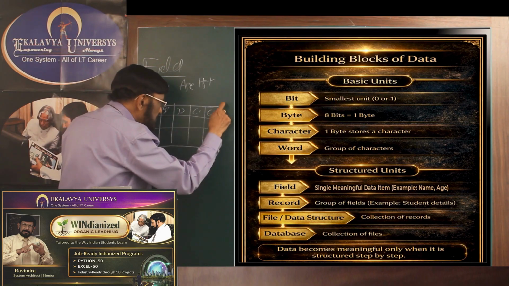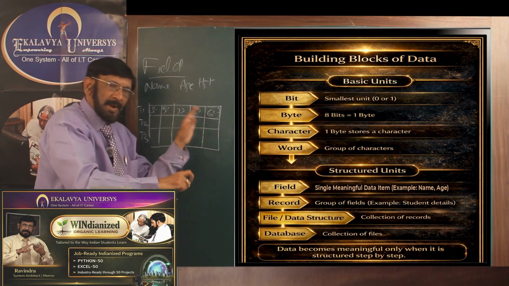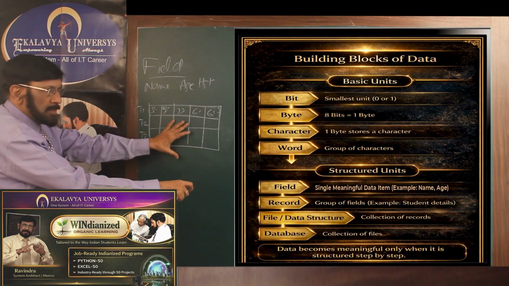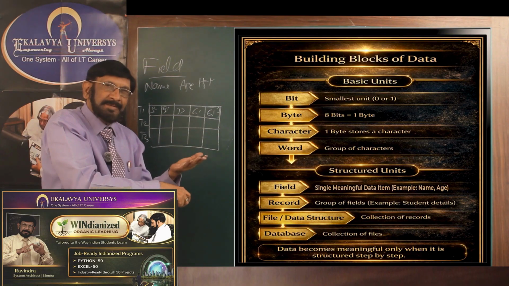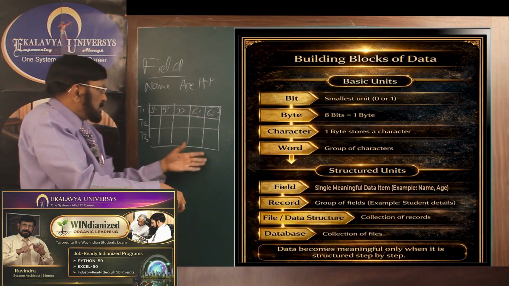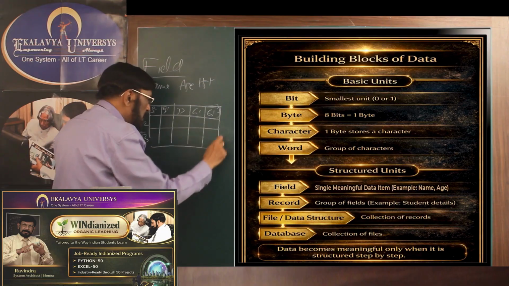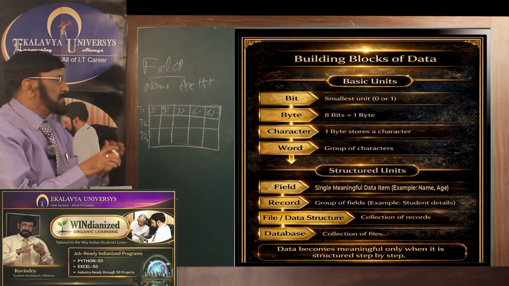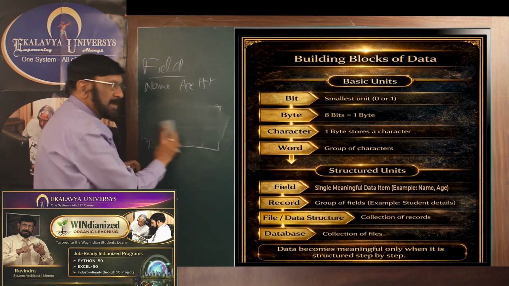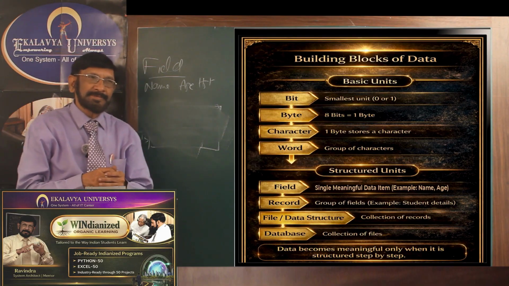What do you call this? This is a record. This row is called a record. The collection of the whole thing is called a data structure or a file. Here you see 3. It is what we call a table. That is data structure. Thereafter, the final thing, the database.